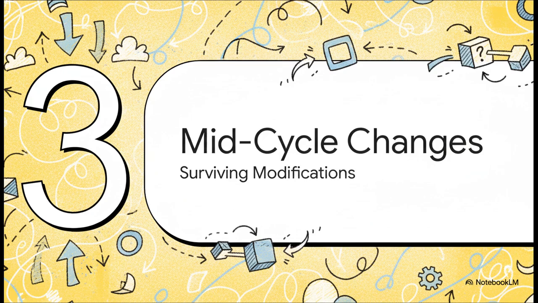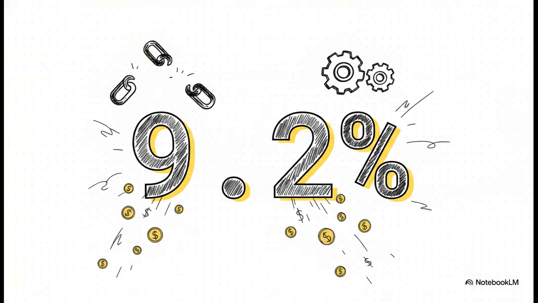Section 3, surviving mid-cycle modifications. Let's explore the messy reality of subscriptions, where customers are constantly upgrading, downgrading, or tweaking their plans mid-term. The stakes are incredibly high here. The source material actually notes an astonishing statistic. Weak contract management, especially around these messy mid-cycle adjustments, costs companies an average of 9.2% of their annual revenue. That's almost 10%.